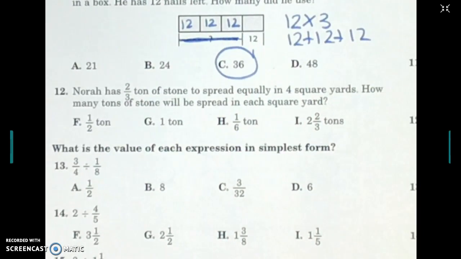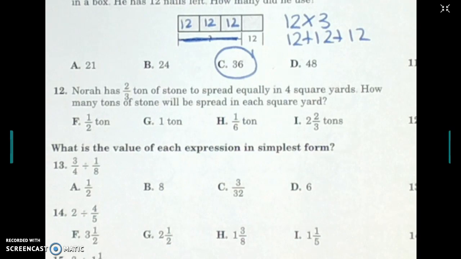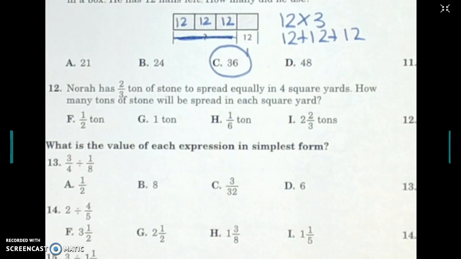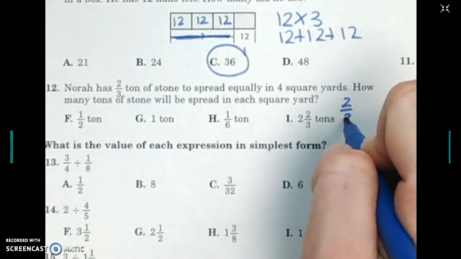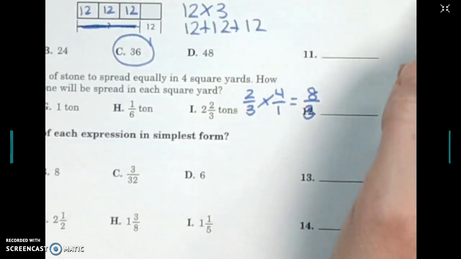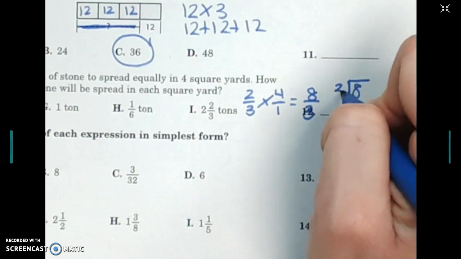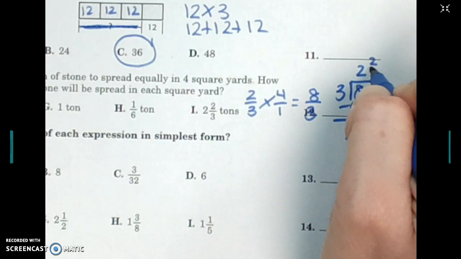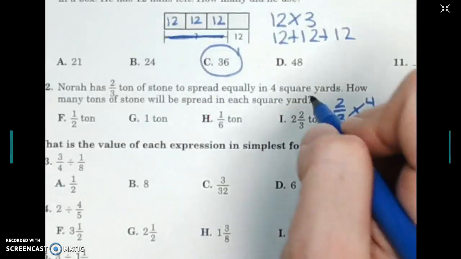Nora has 2/3 tons of stone to spread equally into 4 squares. How many tons of stone will be spread in each square? So we're going to take 2/3 times 4 over 1. We get 8 over 3. And if you need to, you're going to do 8 divided by 3. 3 times 2 is 6. 8 minus 6 is 2, so 2 2/3, which is letter I.